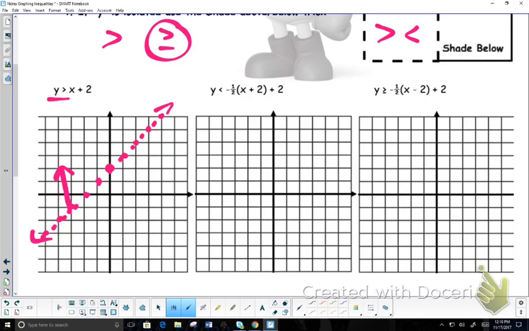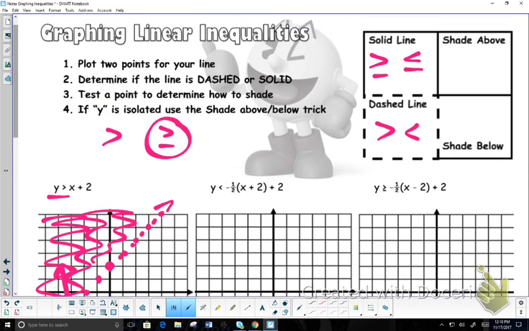Up. Okay. So where do you think you shade? Up. There you go. So therefore, if I want to shade above, I'm looking at greater than or greater than and equal to. Then shade below is the opposite. We haven't done it yet, but shade below would be, of course, the opposite too.